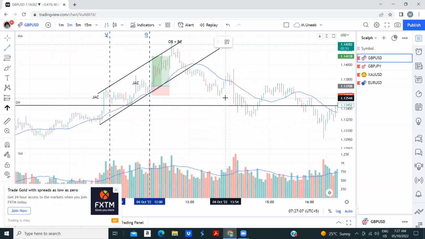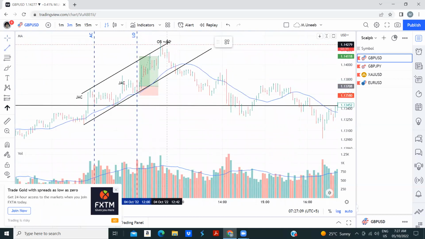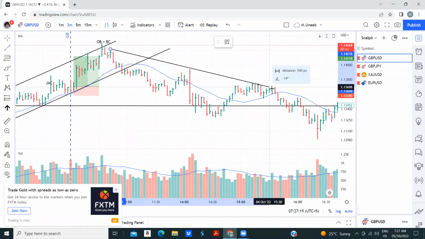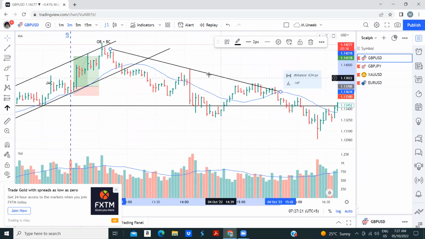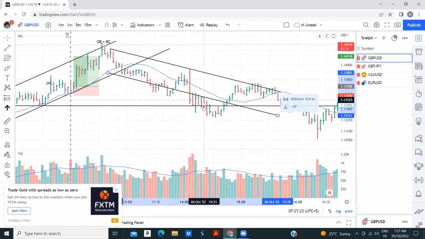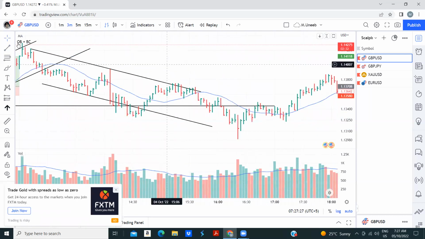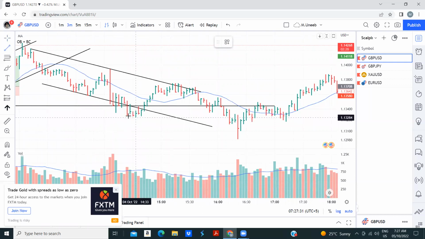Now here, our bias is bearish, right? But it's a short-term bias, not the major bias. So we can draw the channel from here, identifying from here to here. And then we can draw the channel. And then this becomes what? Here, right over here, this becomes what? Oversold.